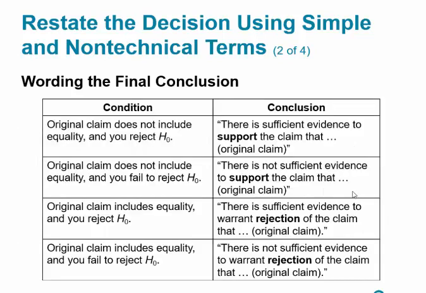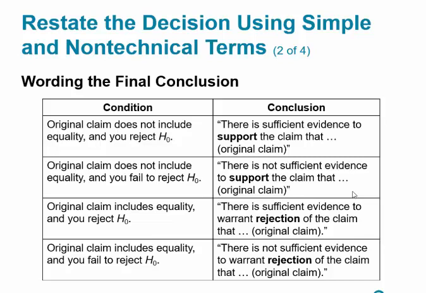So, original claim does not include equality and you reject the null hypothesis: there is sufficient evidence to support the claim. Now, condition: original claim does not include equality and you fail to reject the null hypothesis: there is not sufficient evidence to support the claim.